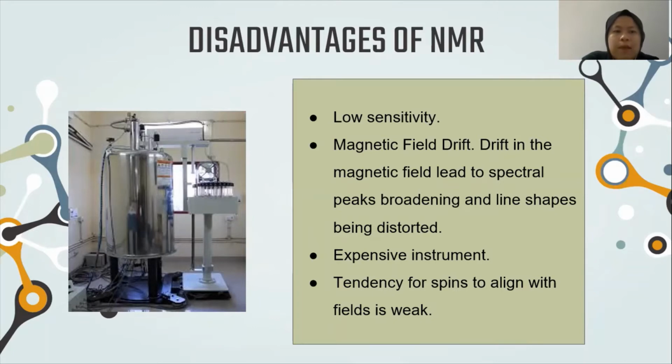And then next is magnetic field drift. Drift in the magnetic field affects all magnetic resonance technology. It can lead to spectral peak broadening and line shapes being distorted, making interpretation of NMR results very difficult. And then next, NMR is an expensive instrument, and lastly, the tendency for spins to align with fields is weak. Even at equilibrium, most spins are random. To overcome this problem, we can use the pseudo-pure states method. So that's all from me. I will pass to the next presenter.